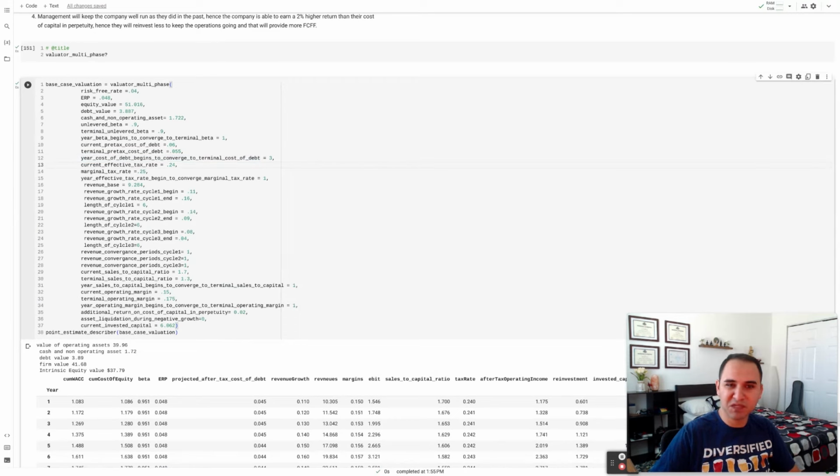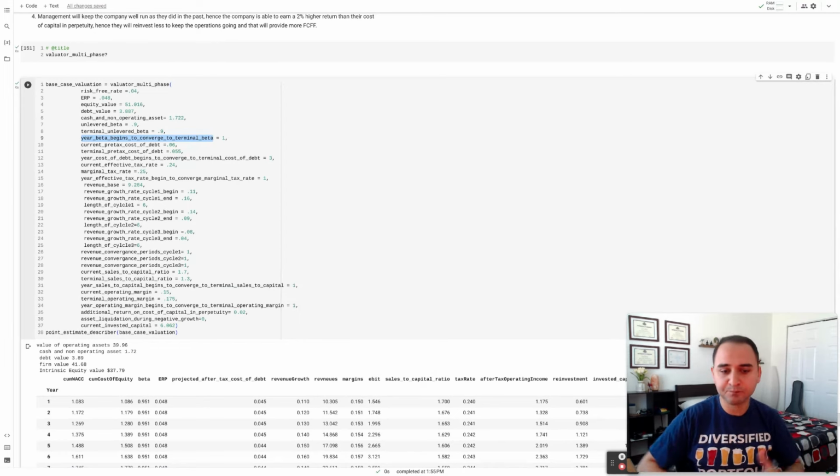Otherwise, for mature business, this feature is not much needed. Your unlevered beta and terminal unlevered beta are usually the same. The next parameter is a year, the specific year that the beta begins to converge to the terminal. Again, going back to a startup, if you start from 1.8 and you converge to 1.2, then the model needs to know when that convergence should happen. It's going to take care of that convergence for you. It just needs to be told when to take care of that for you.